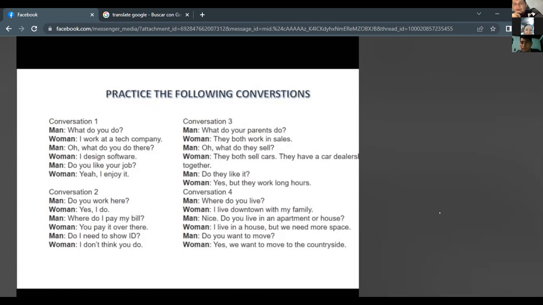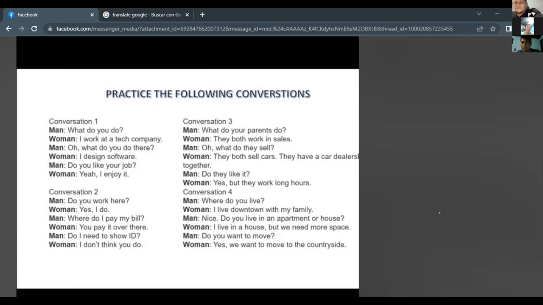Empiezo yo. Do you work here? Yes, I do. Where do I pay my bill? You pay it over there. Do I need to show my ID? I don't think you do.